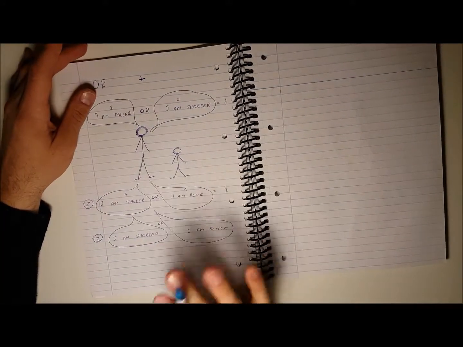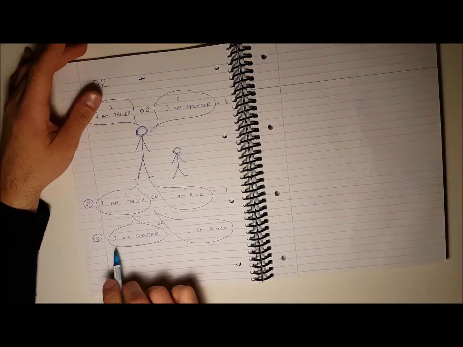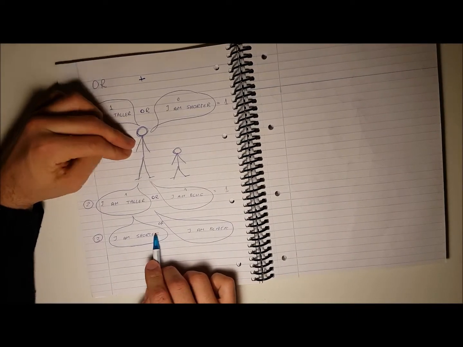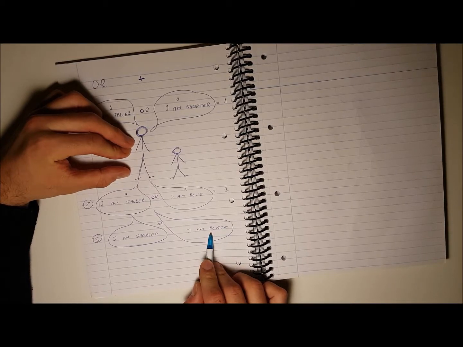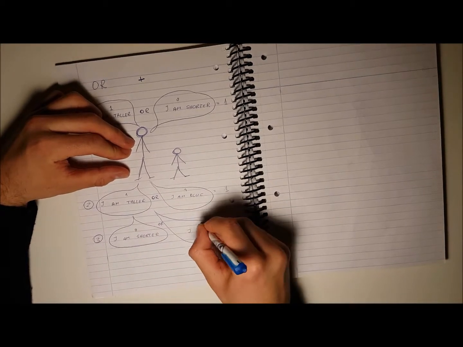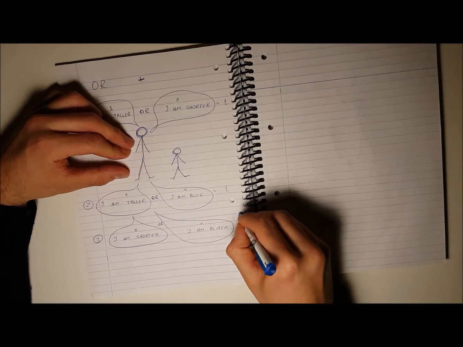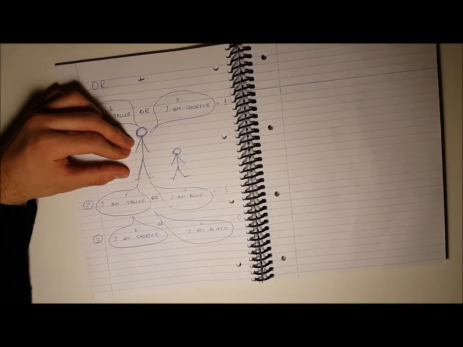In OR, not XOR. XOR makes a bit more sense to our logic. And then I'm shorter, no you're not, or I'm black, no you're not black. So that's 0, that's 0, so altogether it's 0, yeah? It's false, that's false, so altogether it's false.